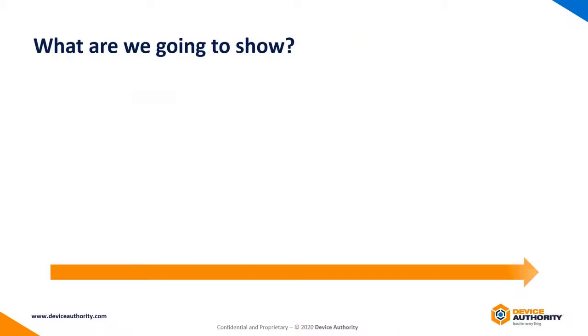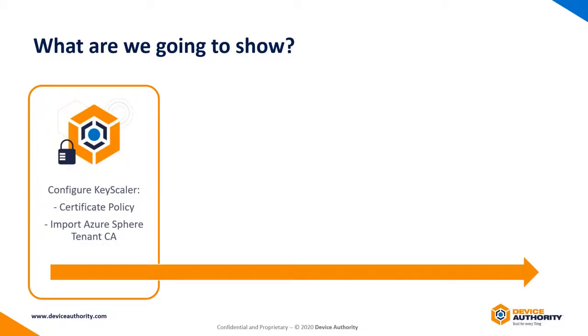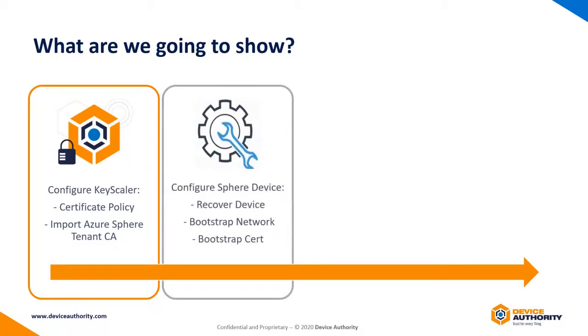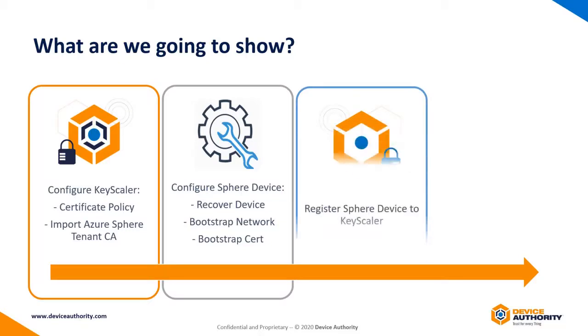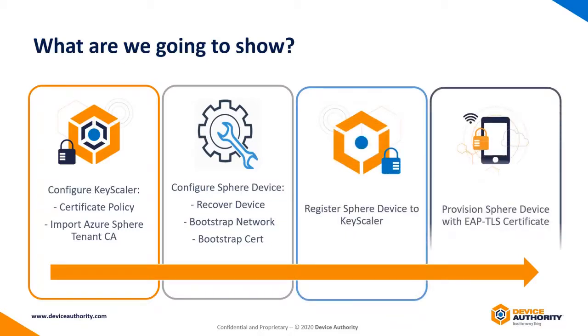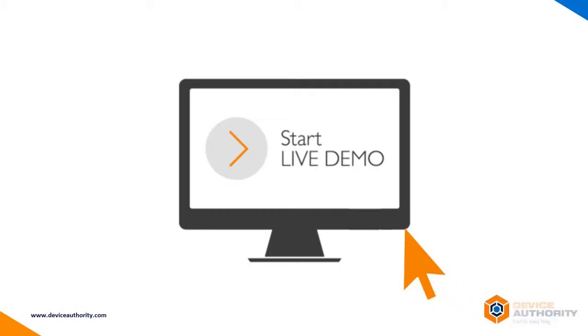Here is an outline of what we'll show you in the live demo. First, we configure Keyscaler with the certificate policies and importing the Azure Sphere tenant CA. Next, we set up and configure the Sphere device with a Bootstrap certificate. Next, we register the Sphere device using the Bootstrap certificate. And finally, provision the Sphere device with an EAP-TLS certificate. And now for the live demo.